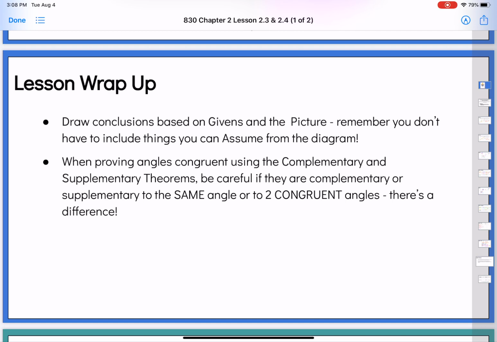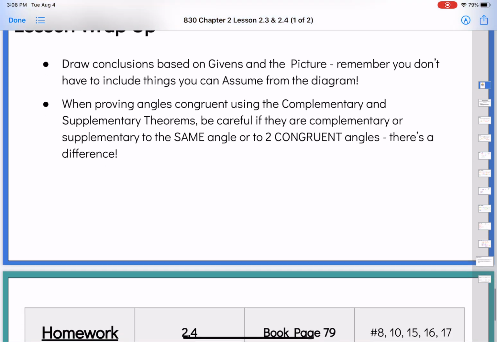Remember, don't include things that you can assume from the diagram, only things that you can conclude based off of the given, all right? And then when you're proving angles congruent using those complementary and supplementary theorems, be careful. Are they complementary or supplementary to the same angle or to two congruent angles? There's a difference. Okay, so watch out for that.